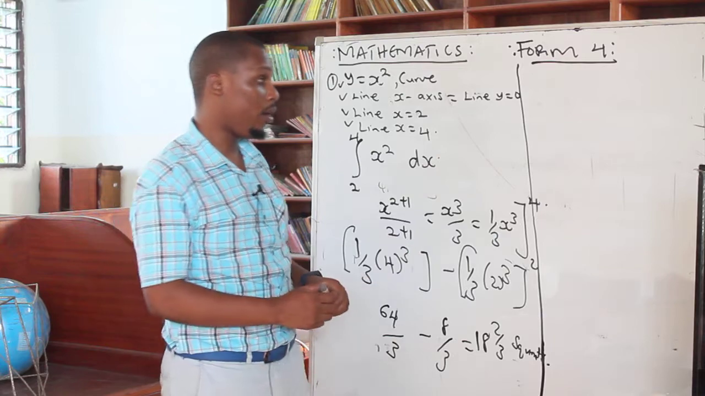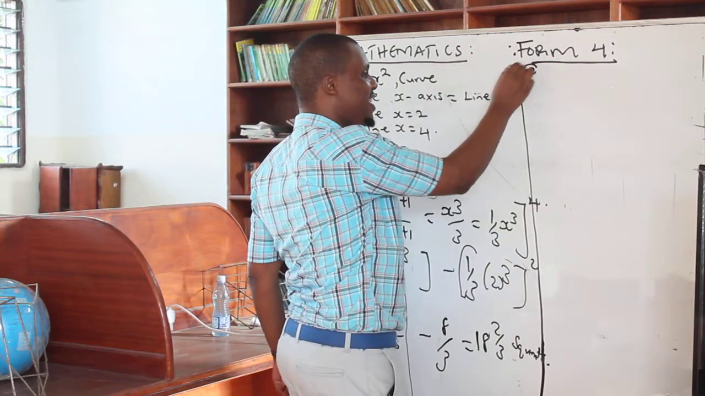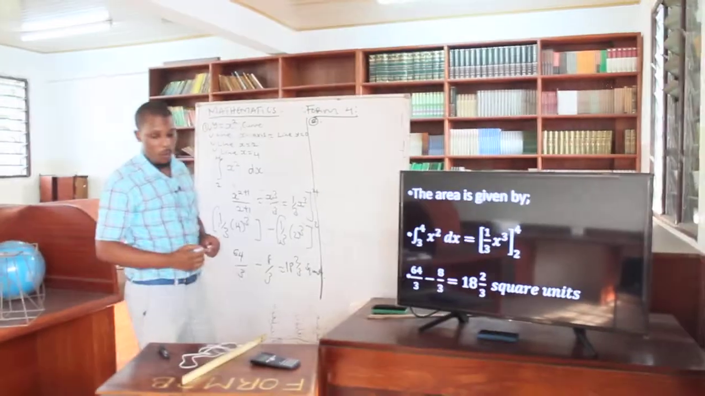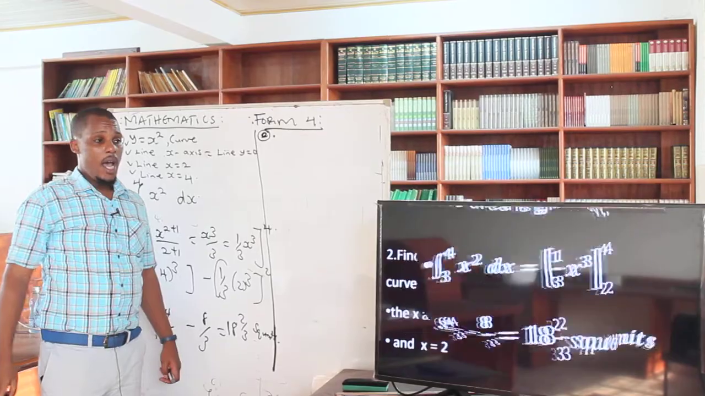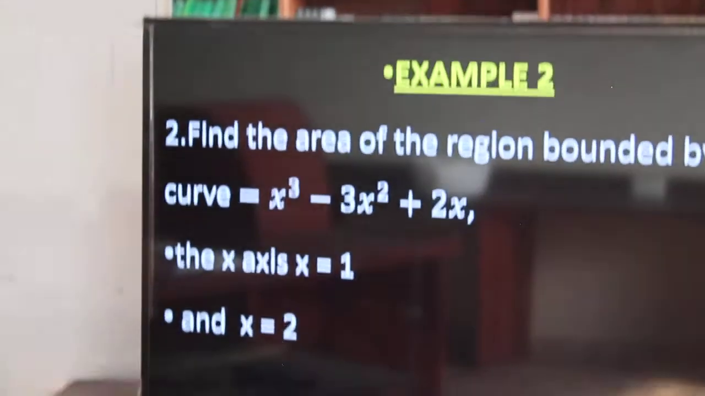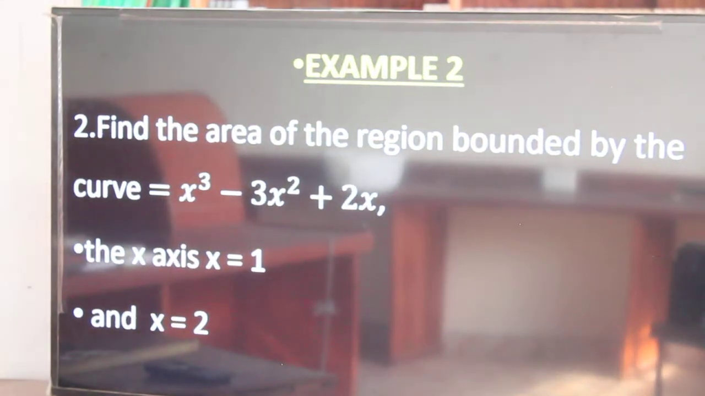Let us focus again on example number two, so that we see the different techniques that are going to be tested when we are focusing on the concept of integration. And in example number two, you can see the way the examiner is telling us again: find the area of the region bounded by the curve. We have the name of the curve. The equation is given by what? That is going to be x cubed minus 3x squared, then plus 2x.